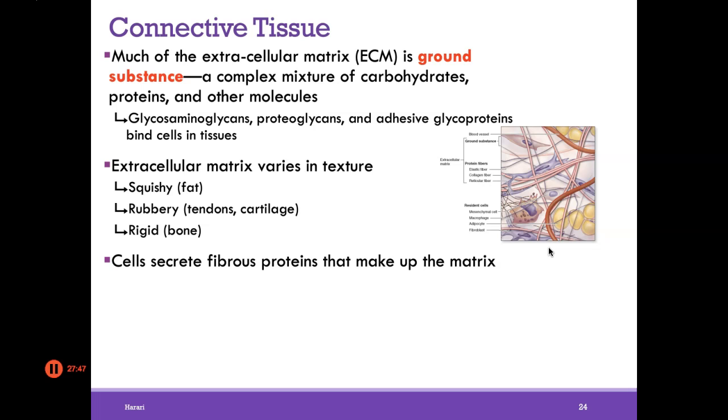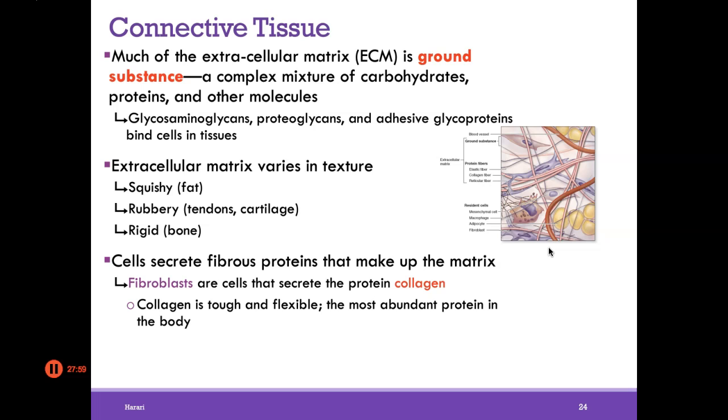But the cells are what actually secrete the proteins that make up the matrix. Specifically, fibroblasts are cells that secrete the protein collagen, which is one of the most abundant proteins in the body. Collagen is tough and flexible, so that's what provides our tissues with so much structure. So fibroblasts make collagen. This is a picture of a fibroblast, and here is a pink collagen fiber.